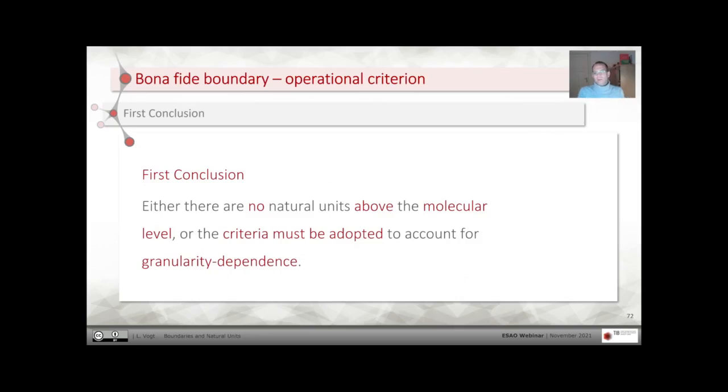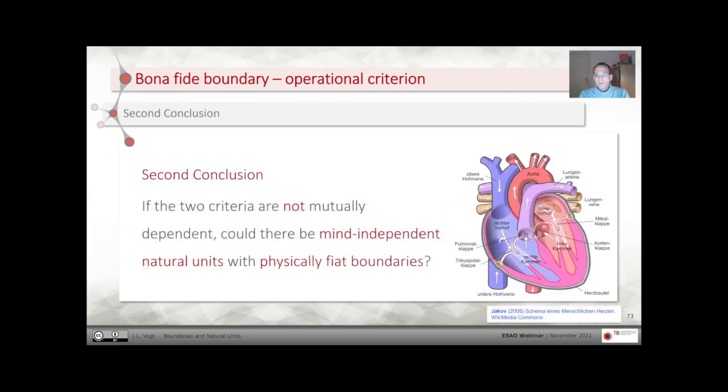So the first conclusion that one could draw from that is either there are no natural units above the molecular level, or the criteria must be adapted to account for granularity dependence. Another conclusion could be, if the two criteria are not mutually dependent, could there be mind-independent natural units with physically fiat boundaries, like for instance a human heart?